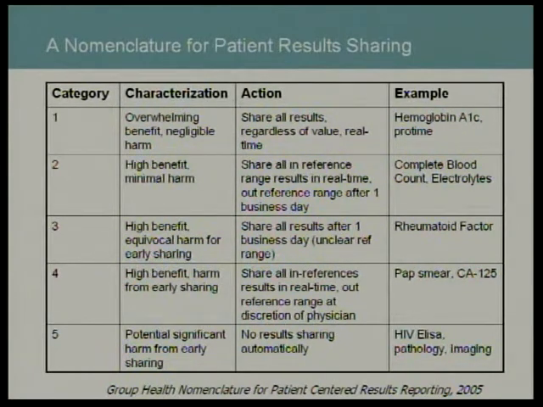So in category 1, overwhelming benefit of sharing, negligible potential harm. We share all those results, regardless of value, in real time with the patient. So as soon as the doc sees them, the patient sees them. So those are things like hemoglobin A1C or ProTimes for anticoagulation monitoring.